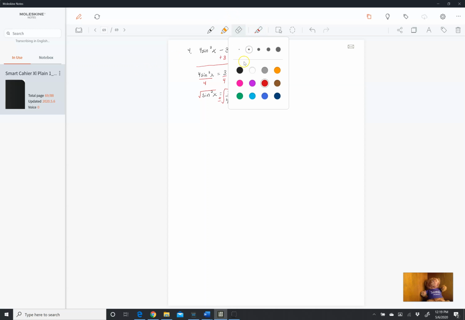We have sine of x is equal to plus or minus square root of 3 over 4. This is the same thing as plus or minus square root of 3 over 2. Okay, the square root can be distributed. So you have square root of 3 over square root of 4. Square root of 4 is 2.